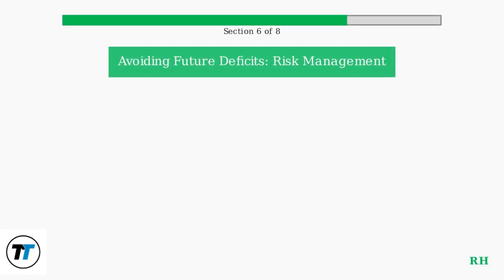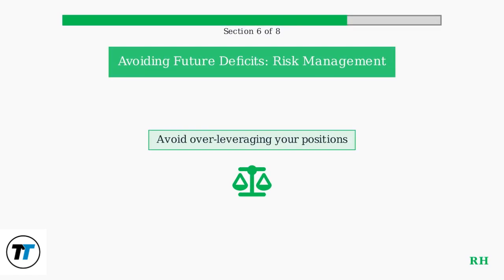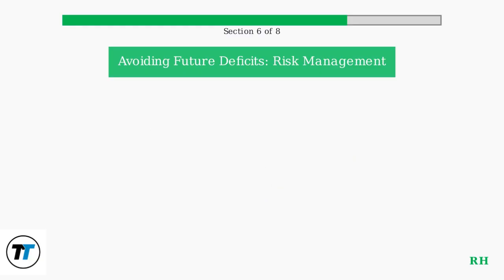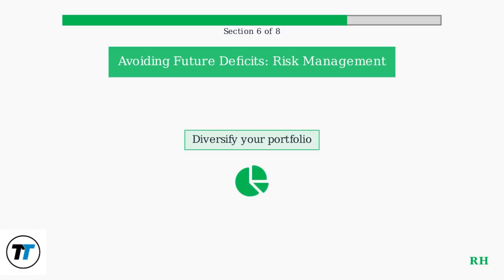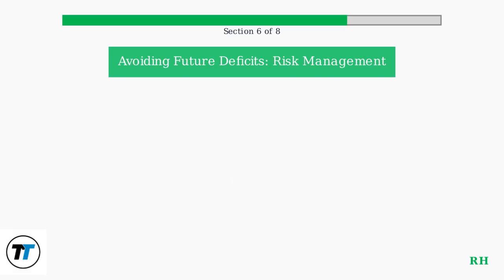To prevent future deficits, avoid over-leveraging your positions. Using too much borrowed money increases the risk of losses exceeding your available funds. Diversify your portfolio across different asset types to spread risk. This pie chart shows a well-diversified allocation, with 60% in stocks, 30% in bonds, and smaller portions in other assets.